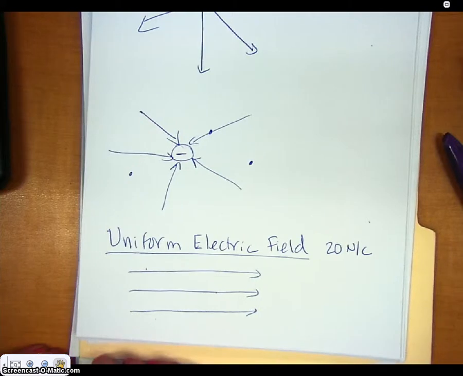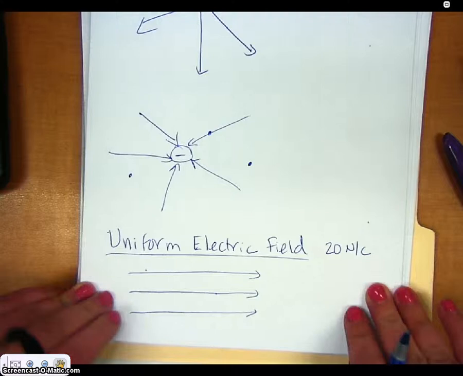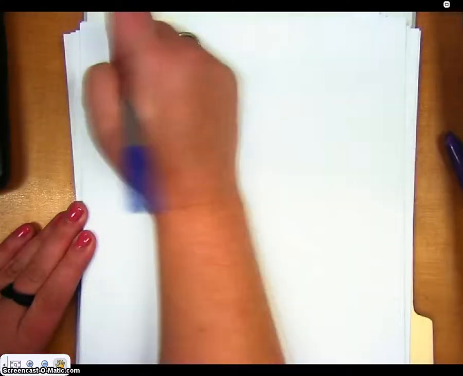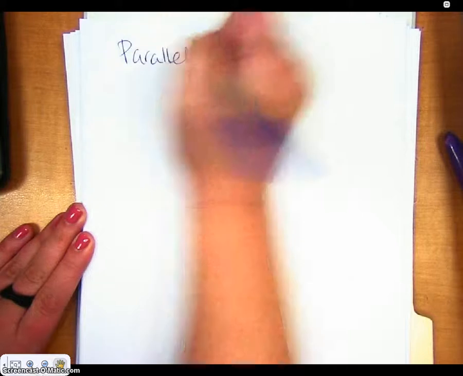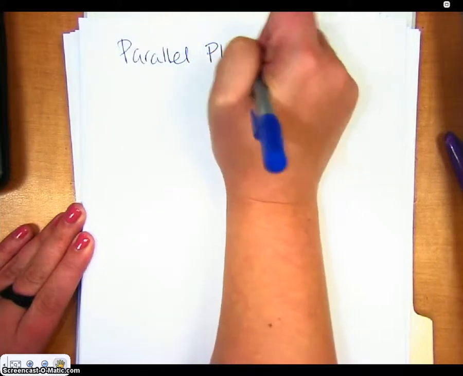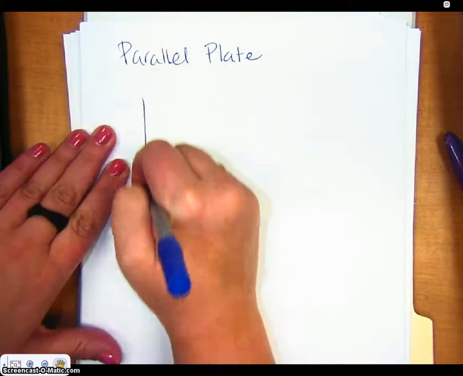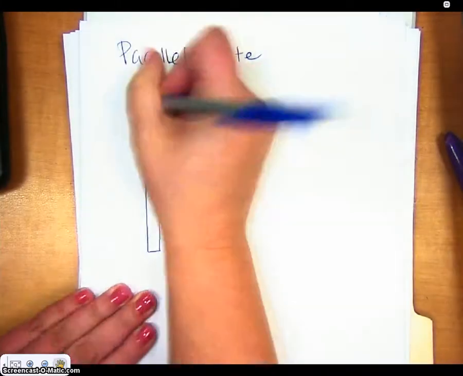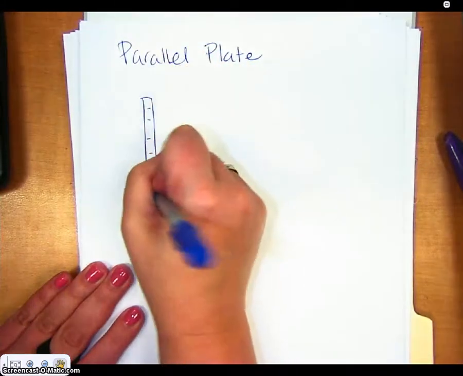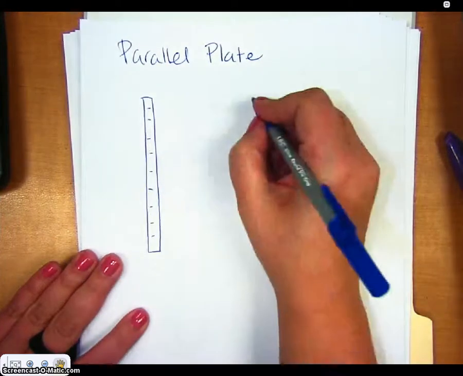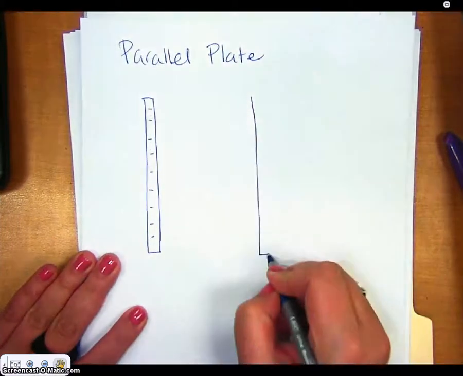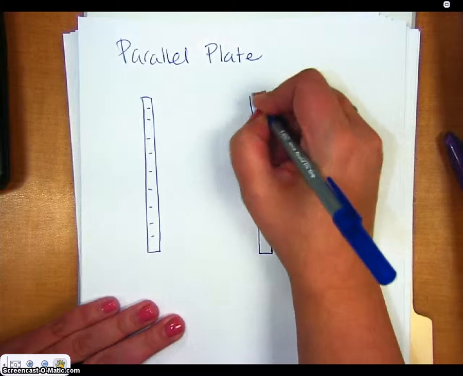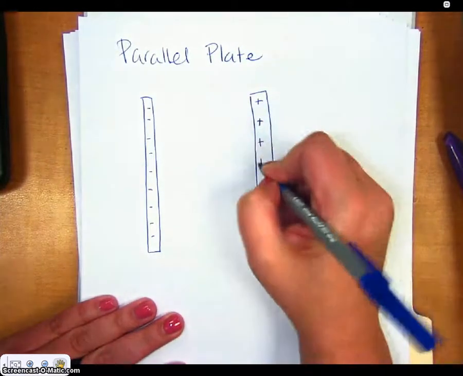So how does this actually arise? How do we get this? One of the examples is something called a parallel plate, and these are actually pretty common electronic devices. They're also called capacitors, where you have one plate that has stored up a bunch of negative charge and another plate that has some positive charge.